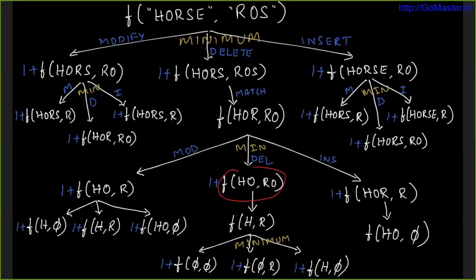So here again, O and O are similar, the last characters. So it's a match case. When it is a match case, as we have seen, I'm only going to solve for f of h comma r, because it's all about transforming h to r, so that O is just being there, right? So it's not gonna cost anything, right?